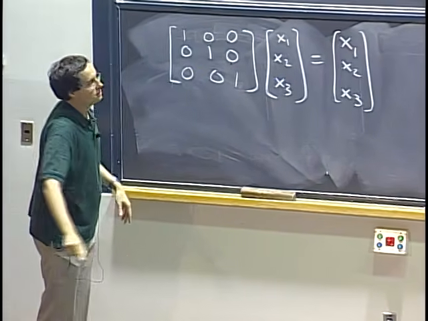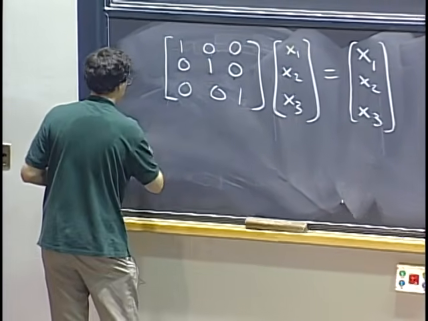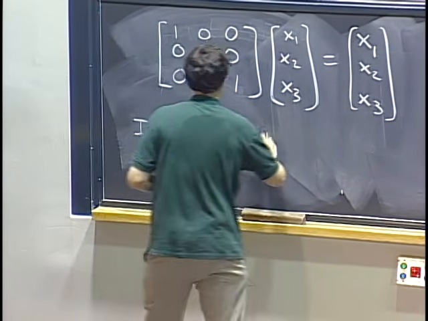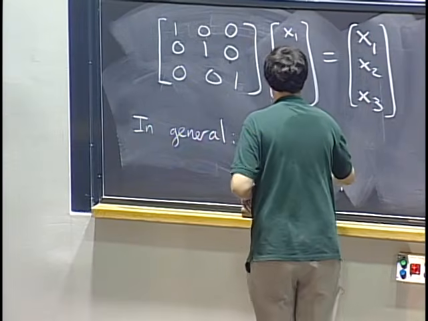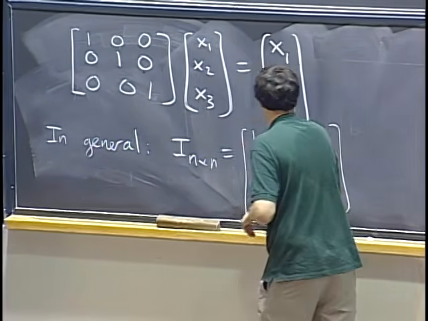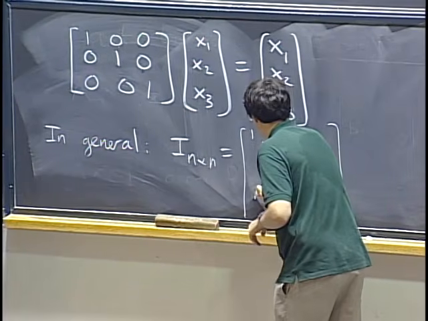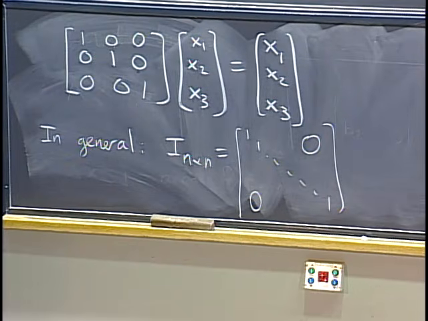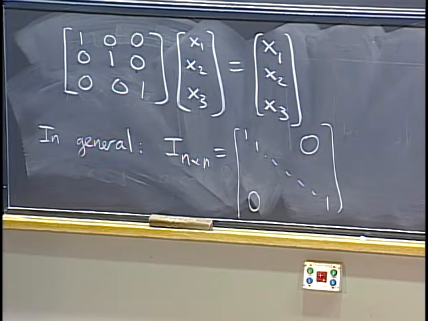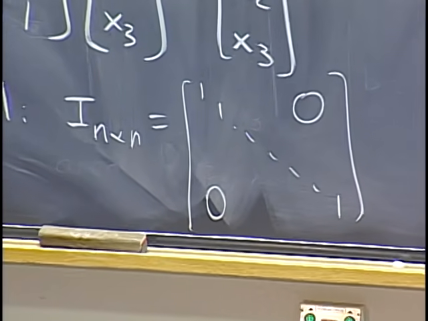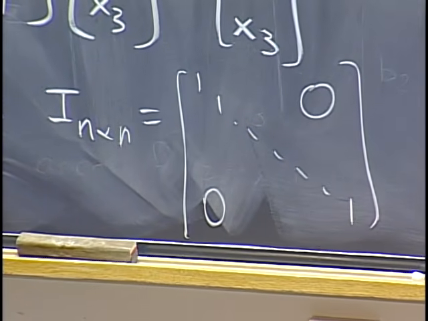Now, of course, in general, the identity matrix in size n by n is an n by n matrix with ones on the diagonal and zeros everywhere else. You just put 1 at every diagonal position and 0 elsewhere. And then you can see if you multiply that by a vector, you will get the same vector back.